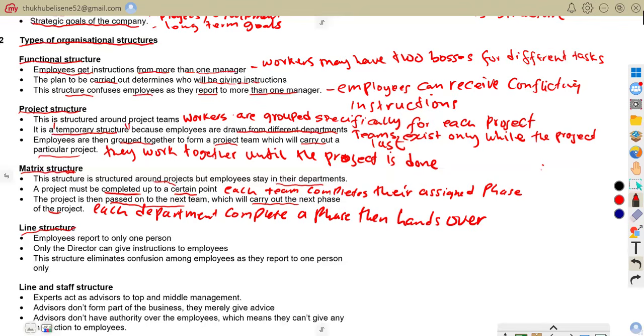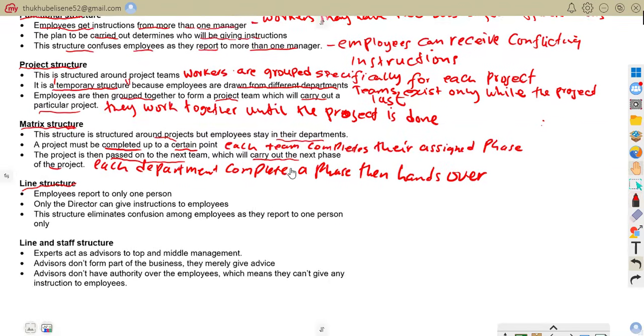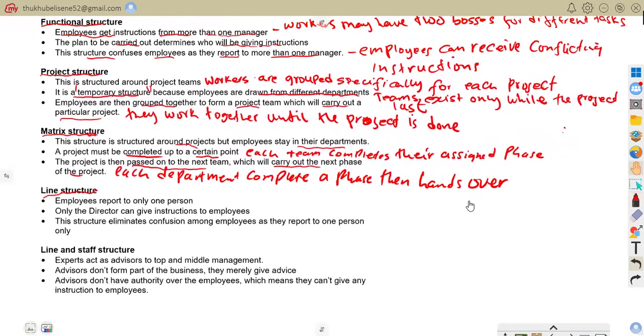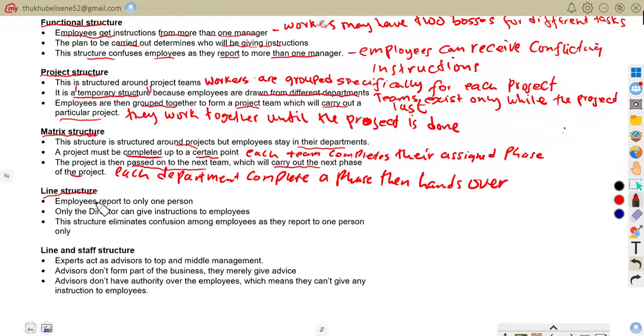Now let us move on to line structure. With line structure, it says employees report to only one person. Meaning to say there is a clear chain of command. For example, a cashier reports only to the supervisor.